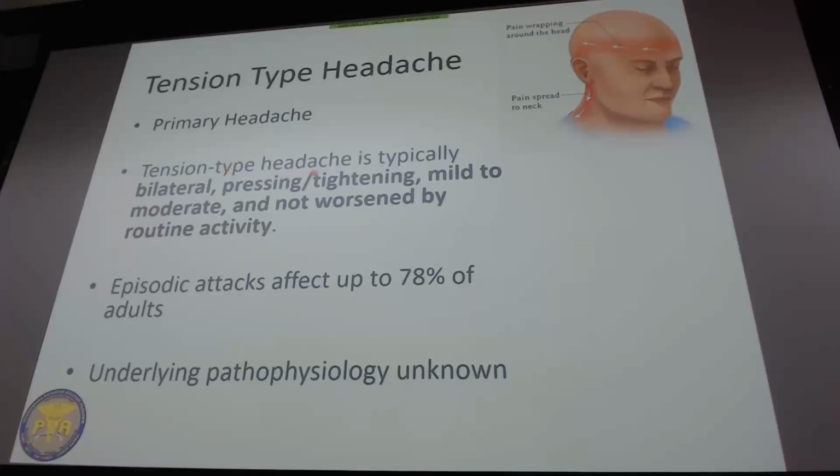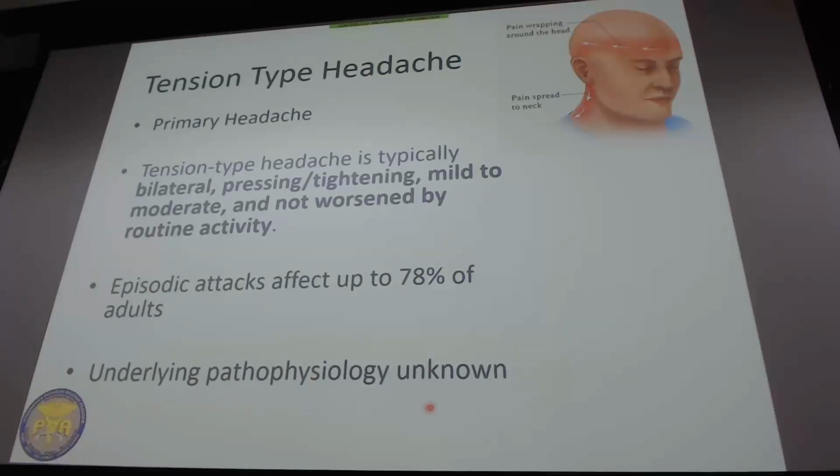All right, tension type is typically bilateral, covering both sides of our head, pressing, tightening, moderate to mild, not worsened by routine activity. I can exist in a normal day-to-day with having a hangover. That's okay. Episodic attacks affect up to 78% of people. The remaining 22%? They're just truly blessed. Adonis DNA.